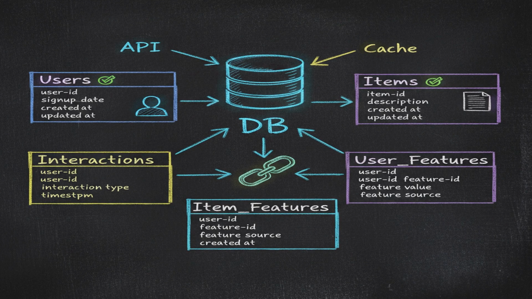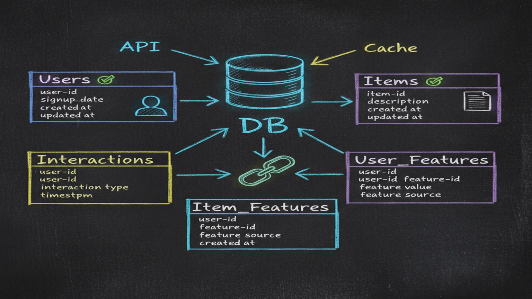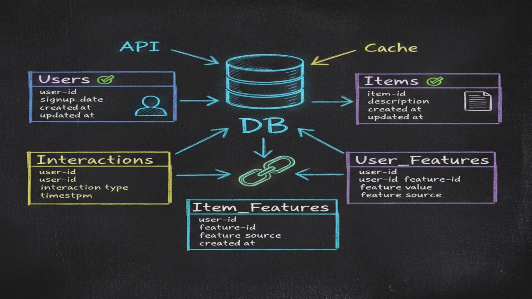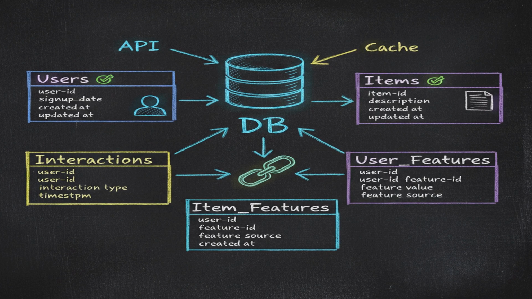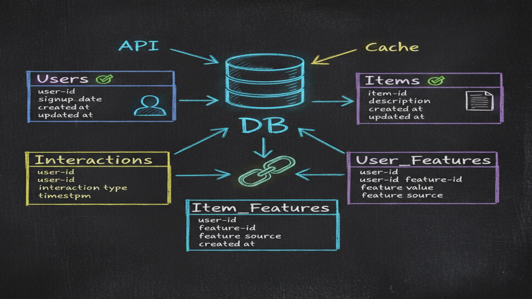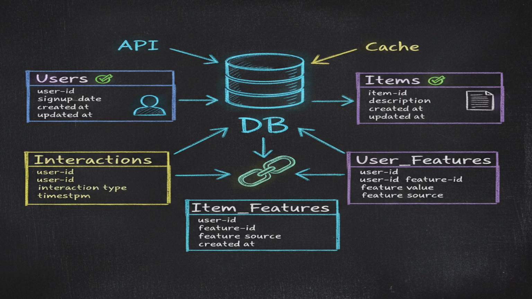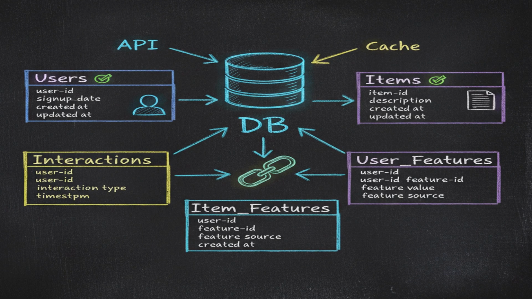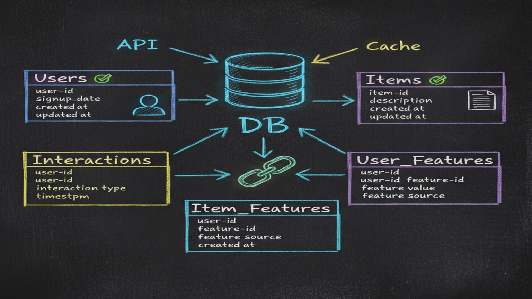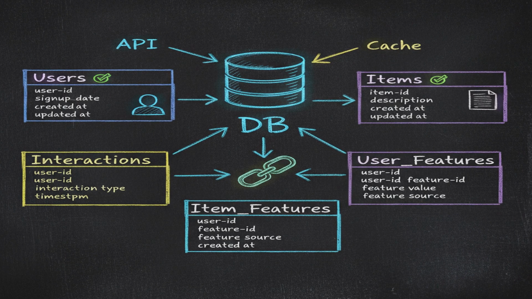For feature engineering, we'll store pre-computed features in a separate table, user features and item features. Pause and think. What's missing? Data lineage. We need to track the source of each feature, so we add a feature source field to the feature tables. We'll also need indexes on user ID and item ID in the interactions table to speed up queries. Feature engineering is crucial for improving the accuracy of our ranking models.